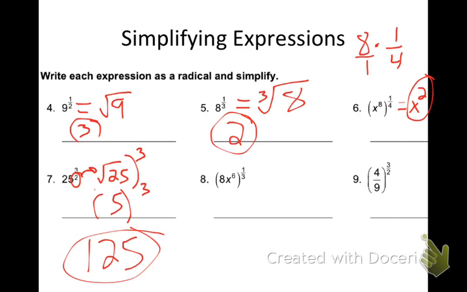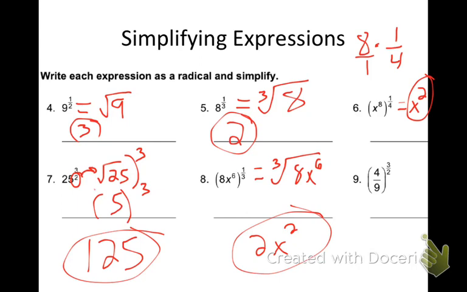Yeah. Yep. So number 8 here. I have 8x to the 6th, all to the 1/3 power. How could I rewrite that? What did you say? Oh, that is the answer. How do you rewrite it as a radical, though? 1/3 power, right? What's the same thing as a 1/3 power? That's a cube root of 8x to the 6th. That's just saying the cube root of 8x to the 6th. And then the cube root of 8 is 2. Cube root of x to the 6 is x squared. I get 2x squared. All right?